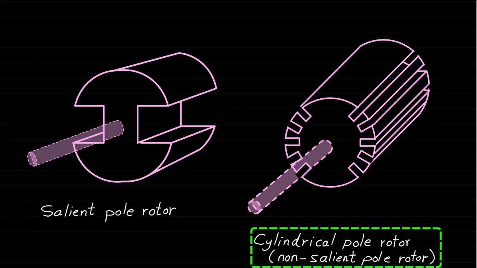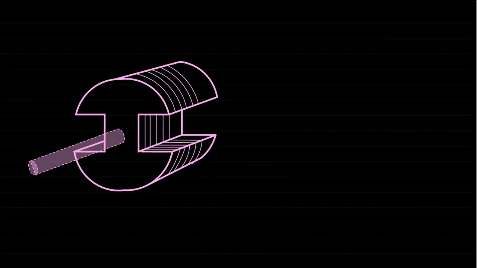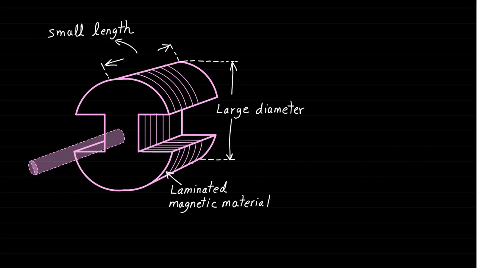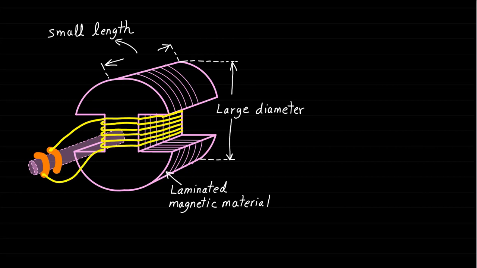pole rotor, as shown. The salient pole rotor is usually made of laminated magnetic material and usually has large diameter and small length. The field winding of the salient pole rotor is concentrated winding type. Concentrated winding type means the winding is wound around the rotor in one big multi-turn coil, as shown.